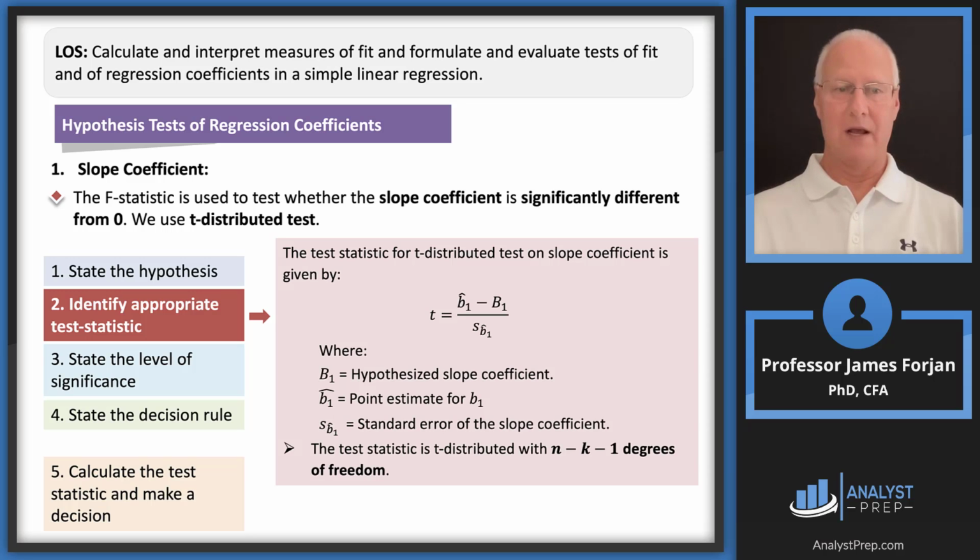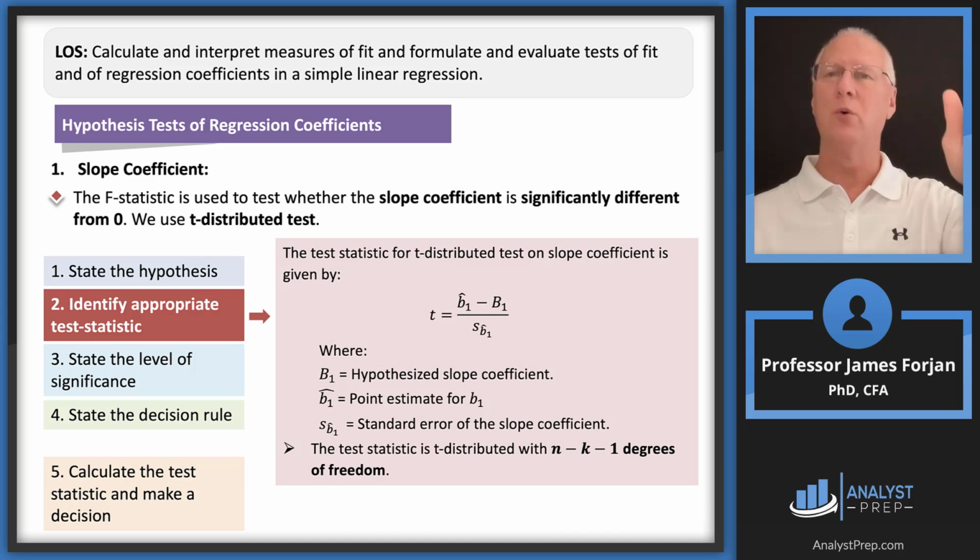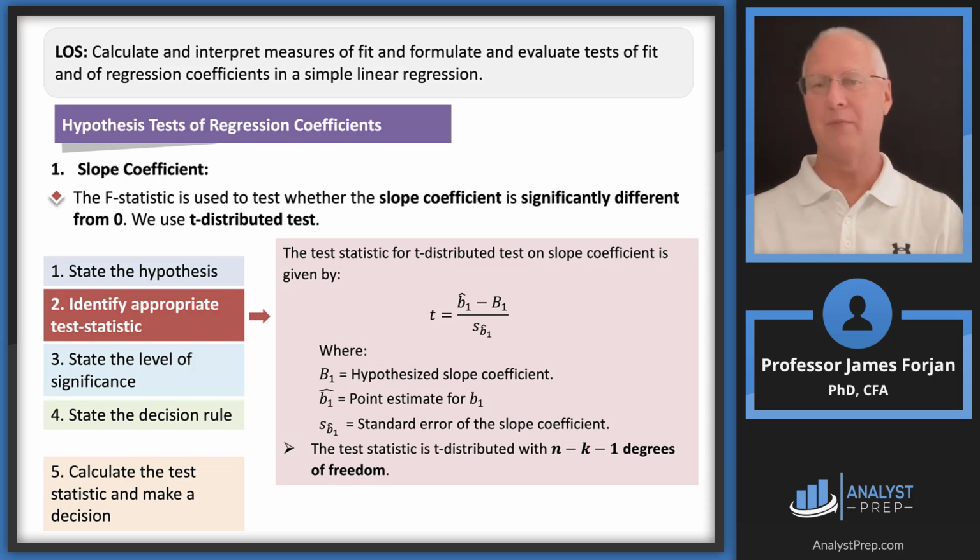We'll go ahead and identify the appropriate test statistic. Remember, in a previous recording, we had a really cool slide where down the left-hand column, we had all of the different possible tests and when they're going to be used, like a t-test and a z-test and a chi-square test. Well, the test for measuring the significance of a slope coefficient is the t-test.